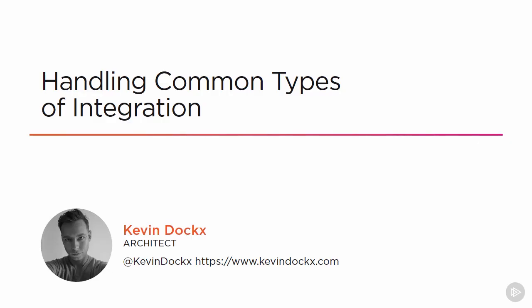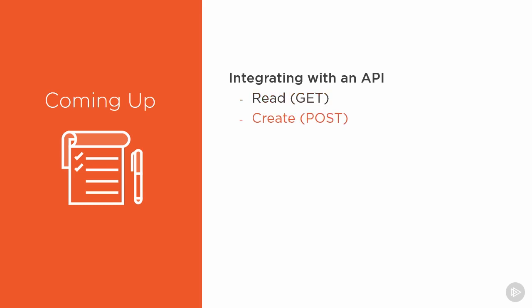Let's start at the beginning by implementing create, read, update, and delete functionality. I'm Kevin, and I'll guide you through this module. So, in this module, we'll learn how to integrate with an API. In other words, basic functionality. We'll start with getting resources, but we'll also learn how to create, update, and delete a resource.